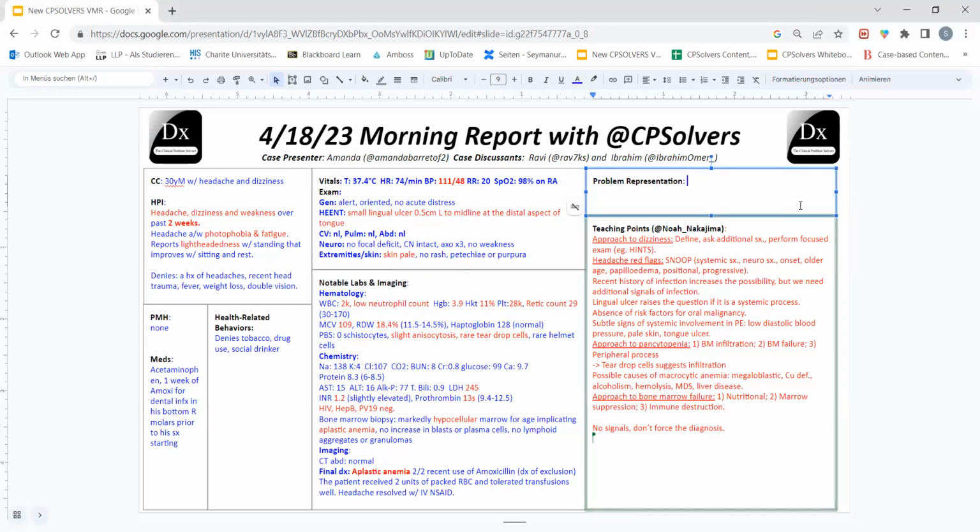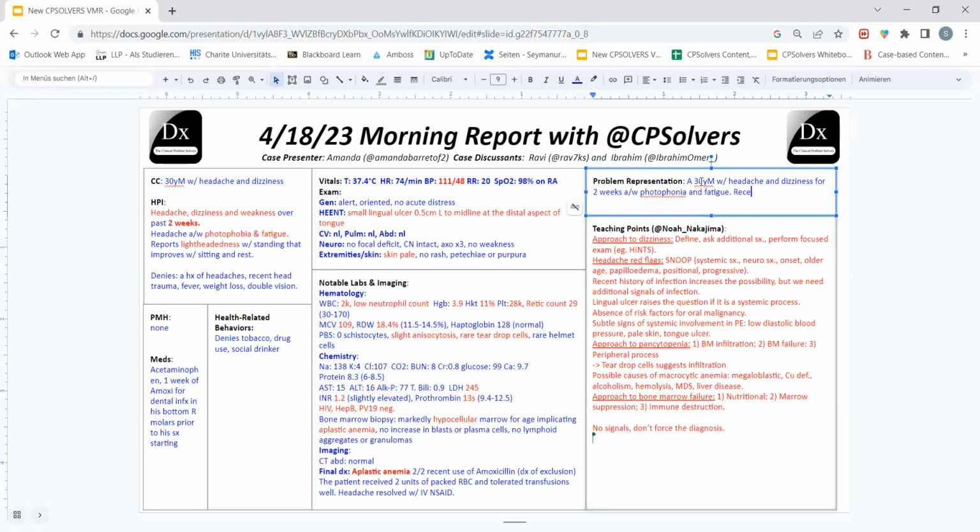Hello, everyone. So today we began dissecting the initial presenting symptoms. We talked about dizziness. Firstly, we have to define what the patient feels. Maybe it's not vertigo, maybe it's just lightheadedness, which it was in this case. Also ask about additional symptoms and perform a focused exam, for instance, looking for hints of central causes of vertigo. Then we talked about headache and the red flags, using the mnemonic: systemic symptoms, neurological symptoms, the onset, older age, or other associated features that may warrant a more intense investigation.